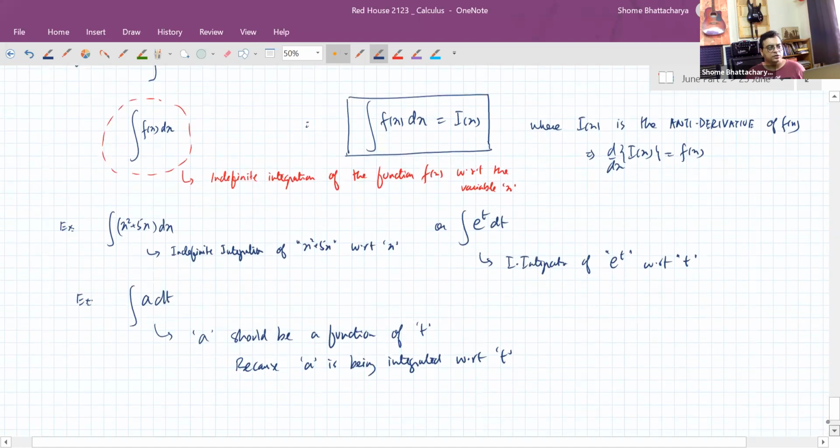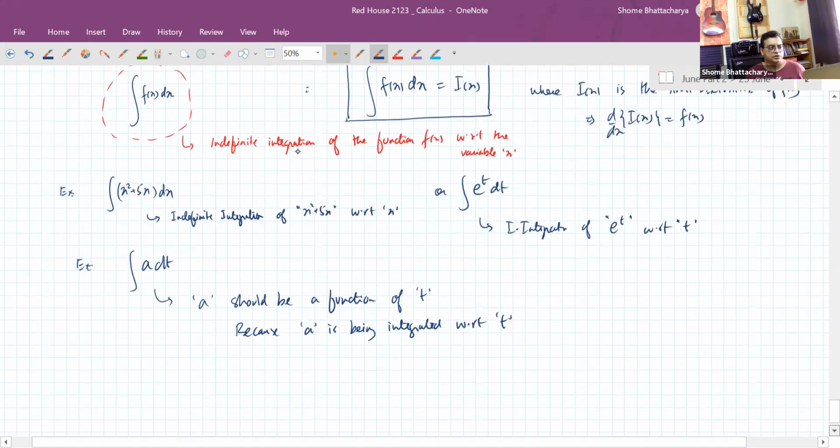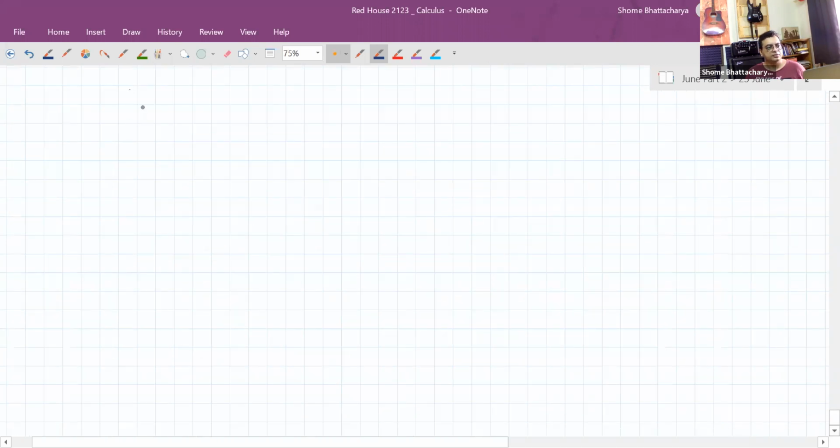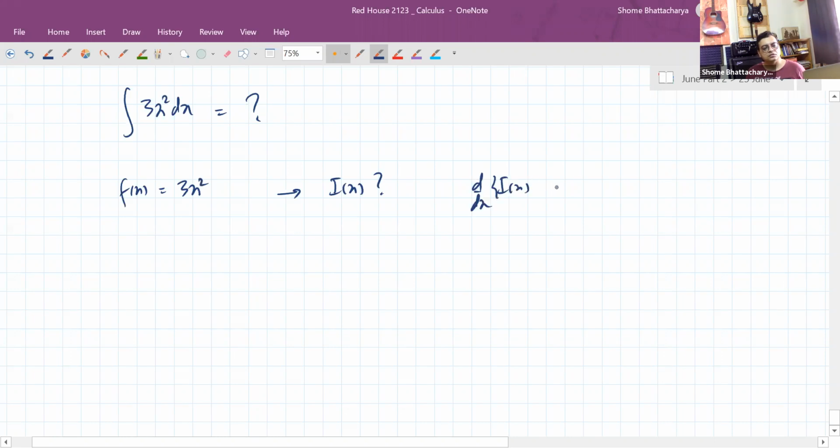Now, we can do integration by a bit of guesswork, but that will not always work. So for example, if I'm integrating 3x square, this basically tells me that if the function is 3x square, then what should be the antiderivative? I know that differentiation of the antiderivative F(x) should give me f(x). Now you all know that 3x square is the differentiation of what? x cube.